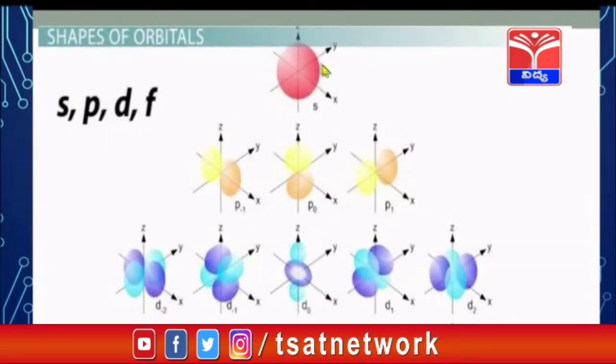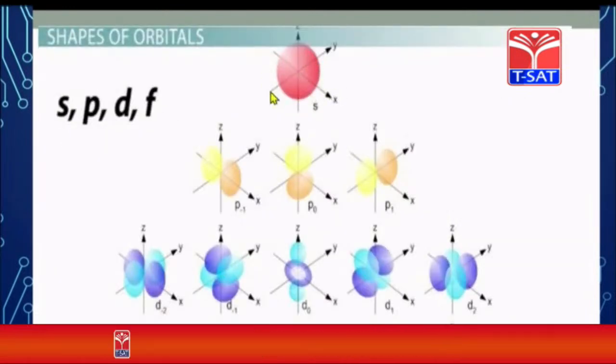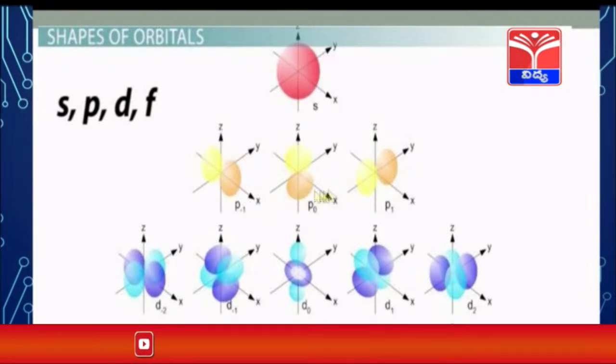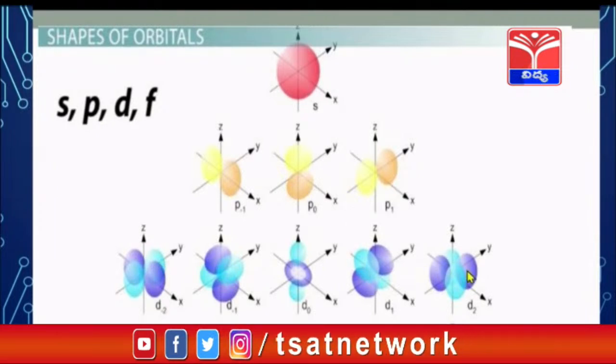So, let us see the shapes, children. S orbital shape is spherical. The sphere lies on the x-axis, y-axis and z-axis. Now, p orbital shape is dumbbell. Dumbbell on x-axis is px, dumbbell on y-axis is py and dumbbell on z-axis is pz. And the shape of d orbital is double dumbbell.